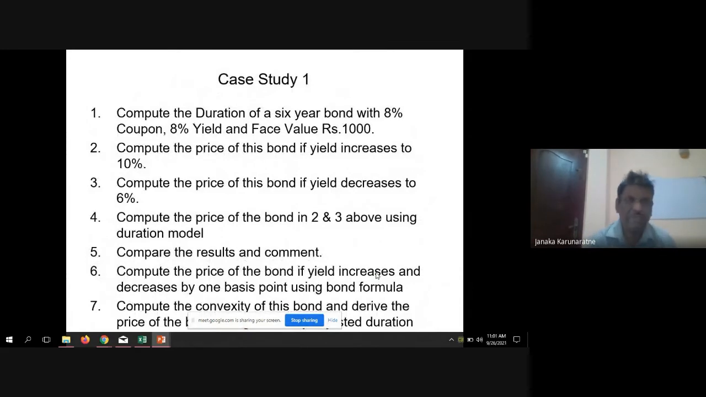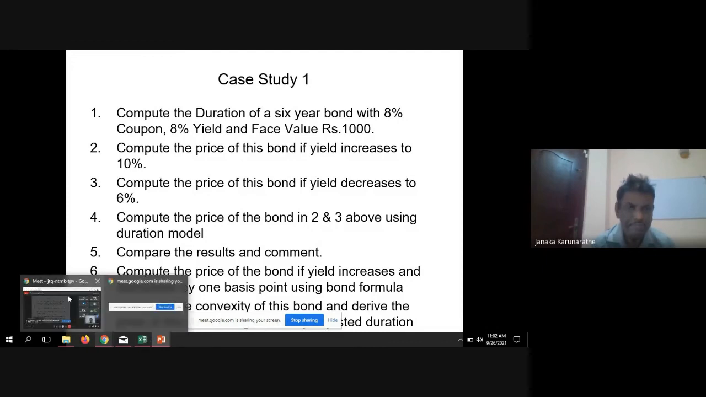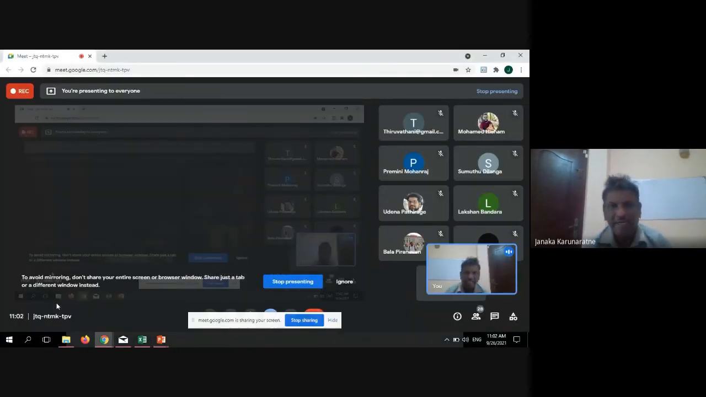Now, the next part of the question is: compute the price of this bond if the yield increases to 10%, right? Earlier, the bond coupon is 8% and the yield is 8%. Now, if the yield increases to 10%, what would be the price of the bond? Can you all work it out? Has anyone worked out that part?